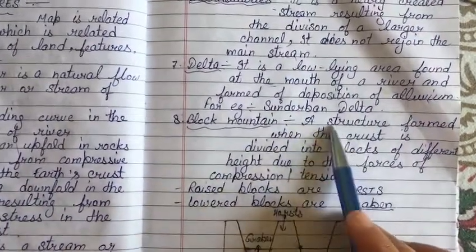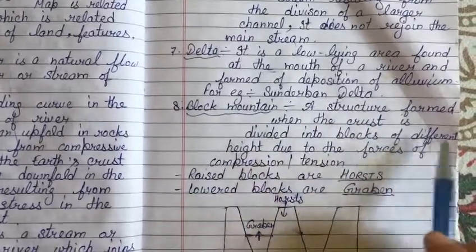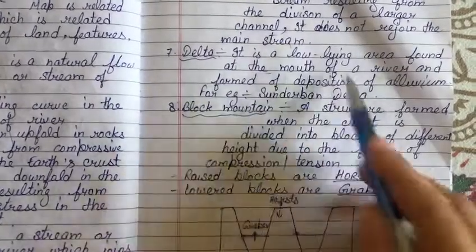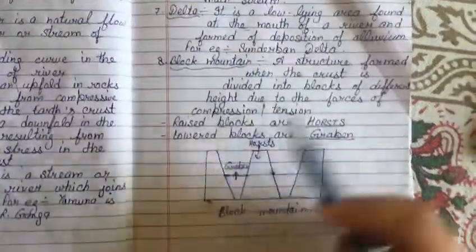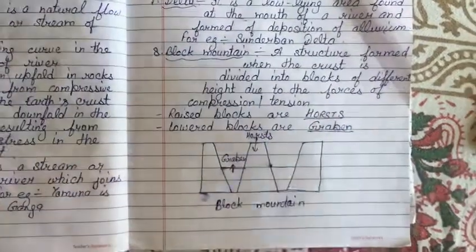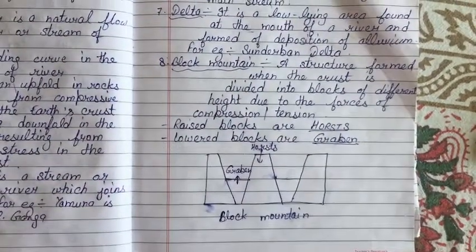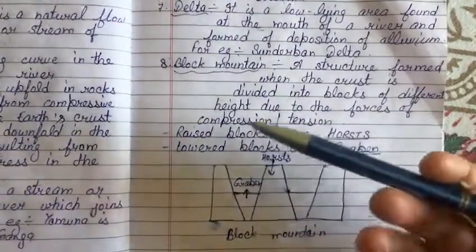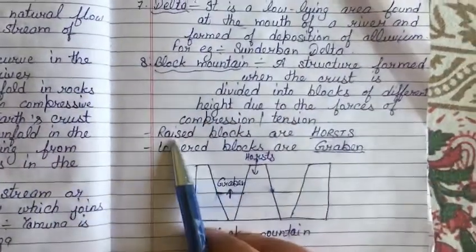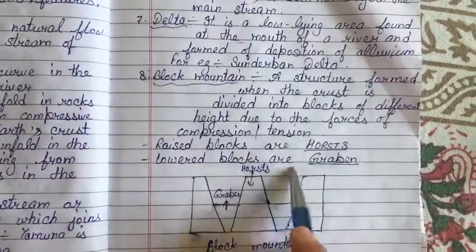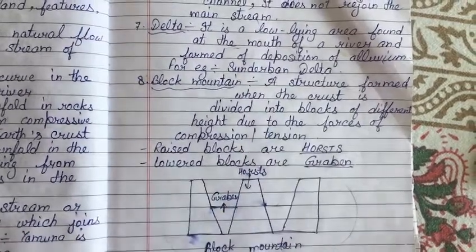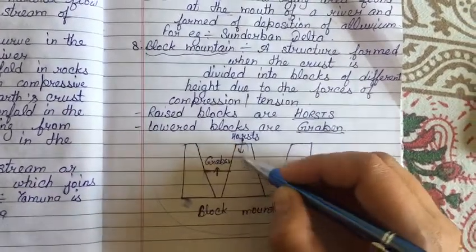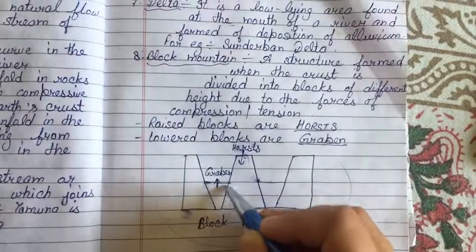Now, block mountain. A structure formed when the crust is divided into blocks of different height due to the forces of compression and tension. On the Earth's crust, these kinds of blocks are formed due to the forces of compression. Forces of compression happen due to tectonic activity. Tectonic activities also comprise earthquakes. Now the raised blocks are Horst and the lowered blocks are Graben. This is the diagrammatic figure of a block mountain. The upper blocks or the raised blocks are called Horst and the lower blocks are Graben.